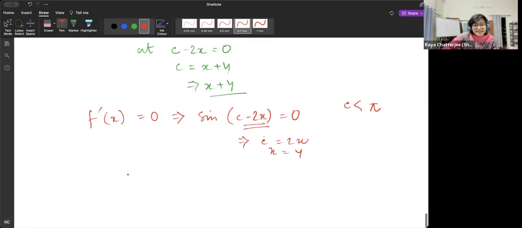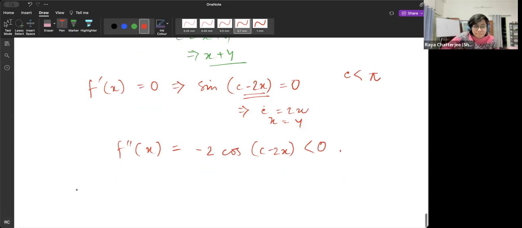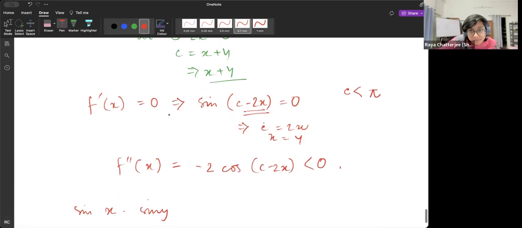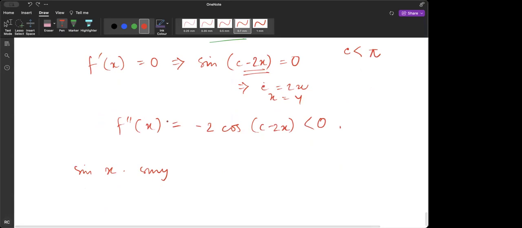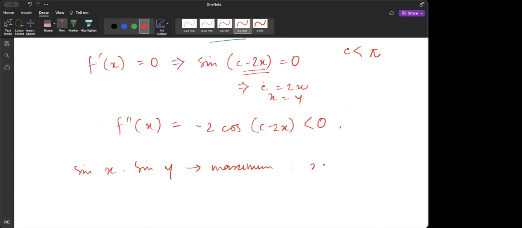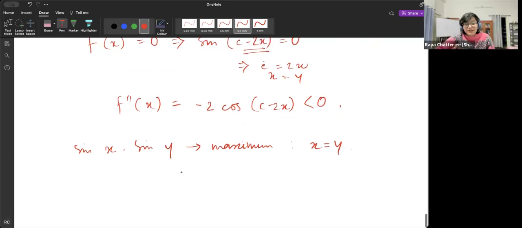And it is going to be the maxima indeed, because f double dash x is going to be equal to, if I'm not wrong, minus 2 cos(C minus 2x), which is less than 0. Shouldn't the derivative be cos(C minus 2x)? Sorry, I made a mistake. It's the derivative of cos, that's why we get the sine. So sine x sine y is maximum when x equals y.